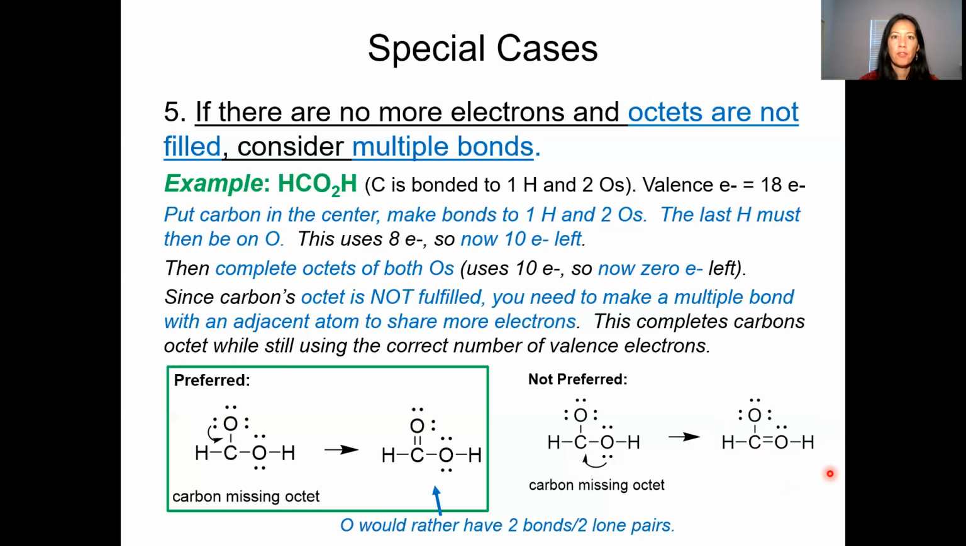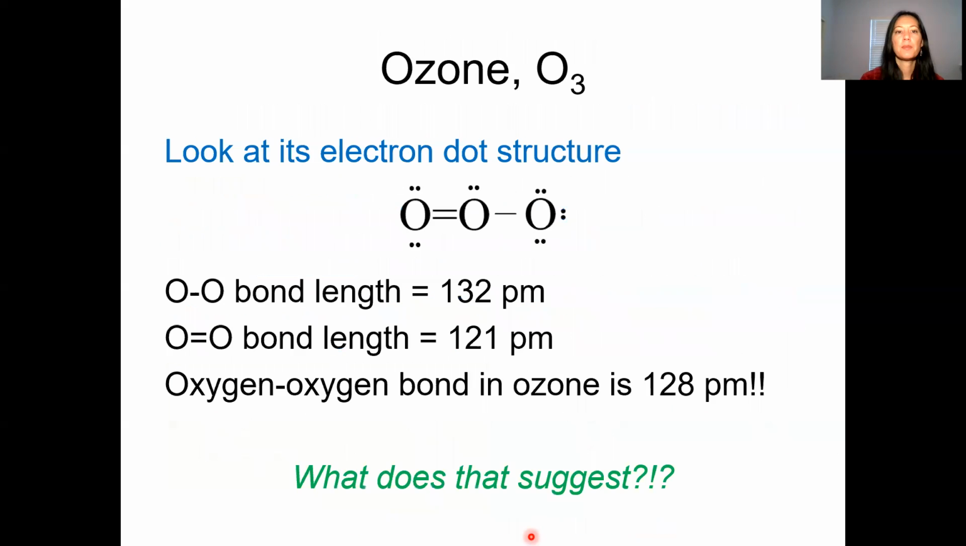The reason is all the octets are filled, and you used a correct number of electrons. But I'm going to tell you now, it's not the preferred one. The preferred structure to draw is this guy. And the reason is the way that oxygen normally bonds is 2 bonds and 2 lone pairs. It could be a double bond, or it could be 2 single bonds and 2 lone pairs. In this structure here, this oxygen has 1 bond and 3 lone pairs, or 3 bonds and 1 lone pair. So this is still a valid structure, but this is the preferred major one. Would rather have 2 bonds, 2 lone pairs.